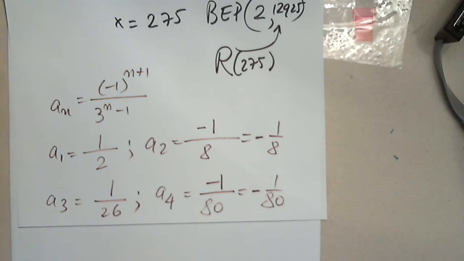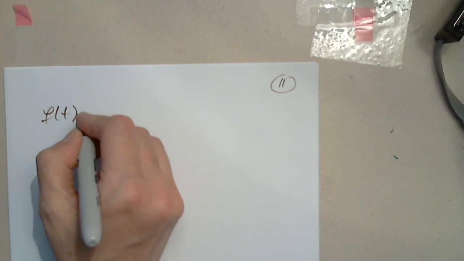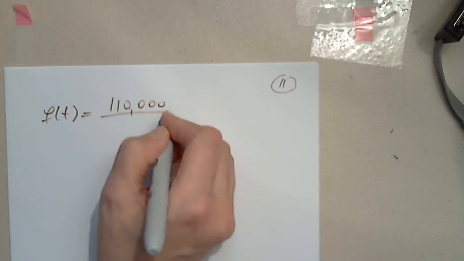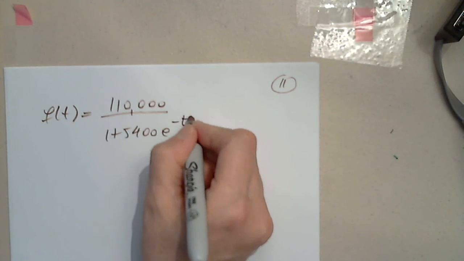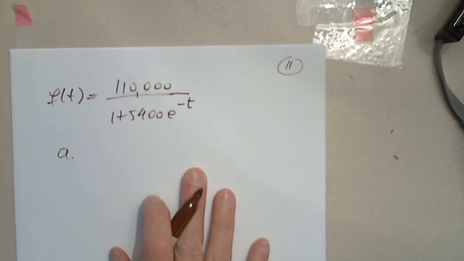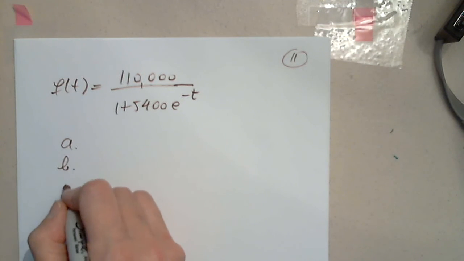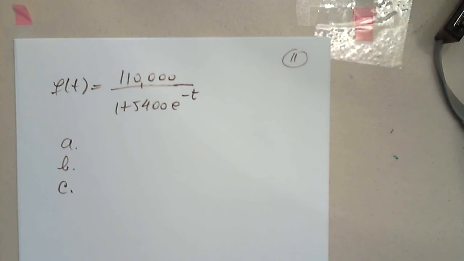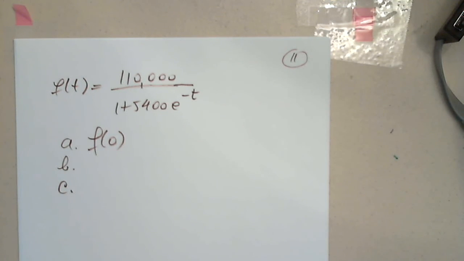Okay, so we have a function, and the function is f of t equals 110,000 over 1 plus 5,400 e to negative t. How many people became sick when the epidemic began? What does that mean? Initially, what are we asked to determine? When we talk about initially, what do we mean? The starting value. Yes, meaning f of 0. Initially means when time is 0.